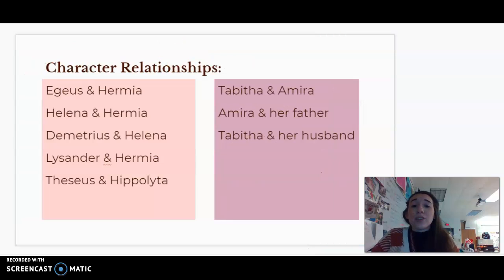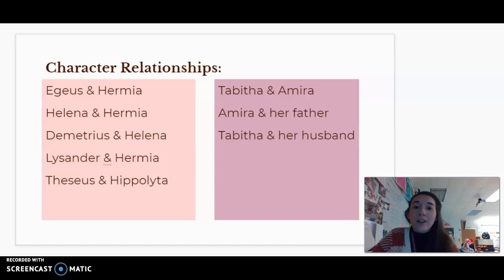Our different character relationships from our literary pieces are Aegeus and Hermia, Helena and Hermia, Demetrius and Helena, Lysander and Hermia, Theseus and Hippolyta. Oh, I forgot to include Oberon and Titania. I'm sorry. So, Oberon and Titania, Tabitha and Amira, Amira and her father, and then Tabitha and her husband. If there are any relationships that I didn't list that you would like to include, that is perfectly fine because the list is very long. I was trying to hit all the major ones, and we have a lot of characters.